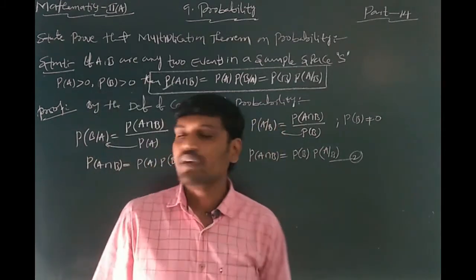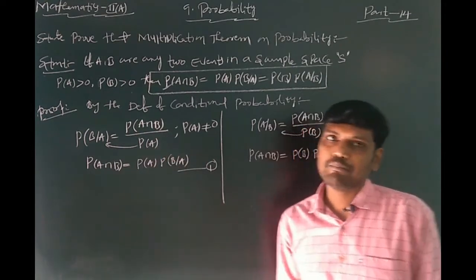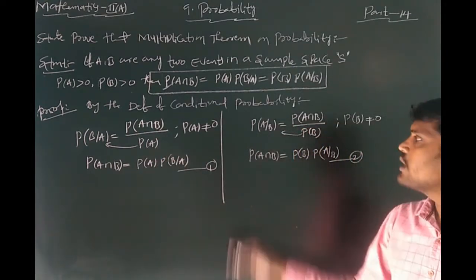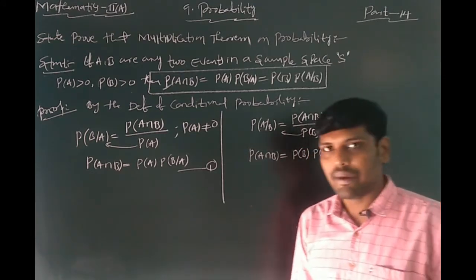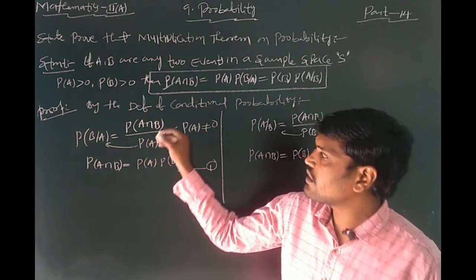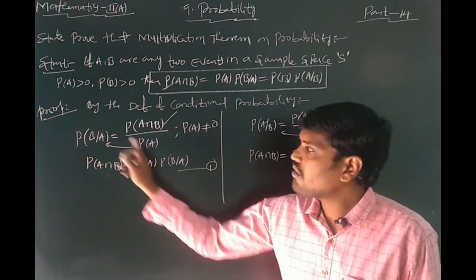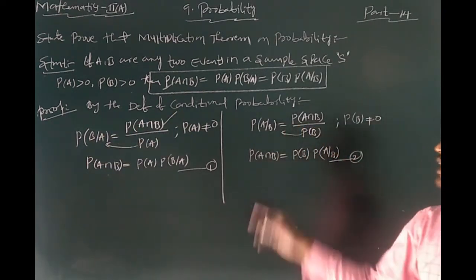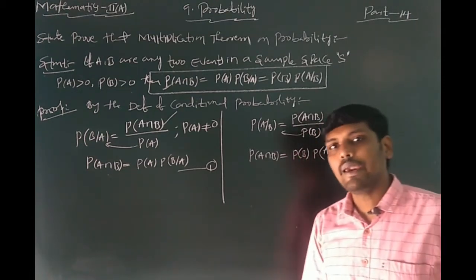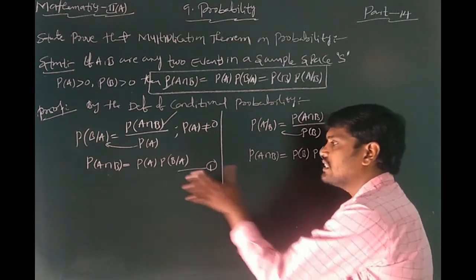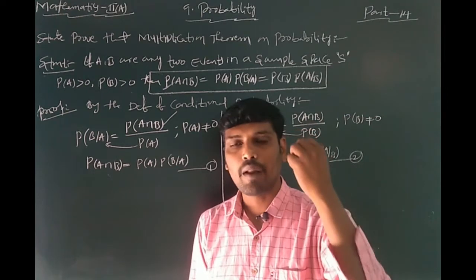In this case, P of B by A equals what? The formula is P of A intersection B by P of A. P of A by B is P of A intersection B by P of B. After that, you can cross multiply. You can find P of A intersection B equal to P of A into P of B by A. Here P of A intersection B equals P of B into P of A by B. These two cases come from the definition of conditional probability.